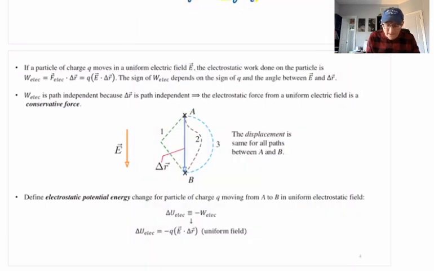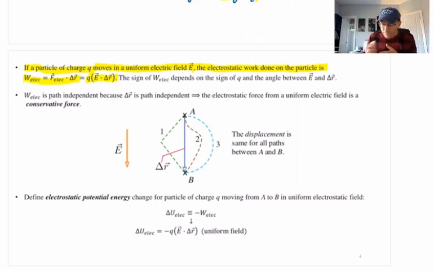All right, next idea. If a particle of charge Q moves in a uniform electric field E arrow, the electrostatic work done on the particle is W electric equals F electric dot delta R. I was just using that. For the F electric, use Q times E. You can factor the Q out and write it like that: Q times E dot delta R. That's a nice little handy formula for the work done in a uniform electric field on a particle of charge Q.